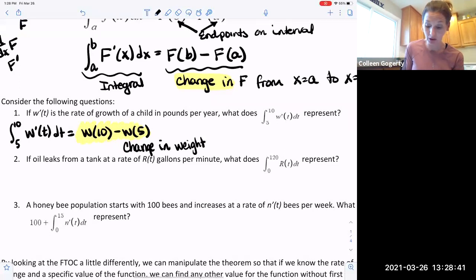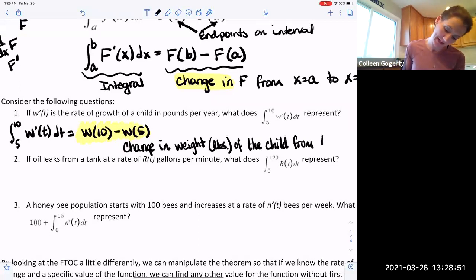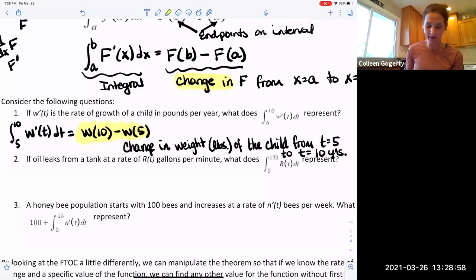And you need to put units. This is really important, in pounds of the child from t equals 5 to t equals 10 years. And I want to highlight that again. Change in. Okay. How much has the child changed in weight from 5 to 10 years?